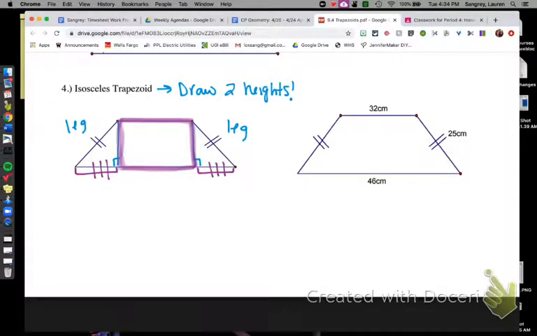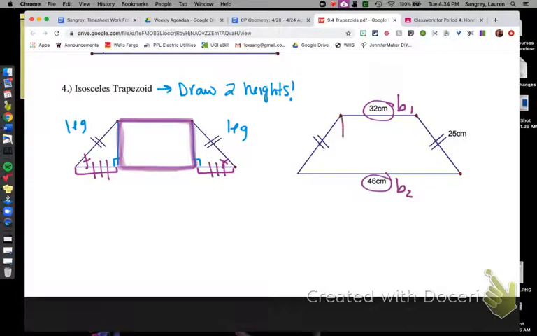All right. Also, the base angles are congruent for our isosceles trapezoids as well. Okay, so that's your trick. Draw two heights. You're going to get a rectangle in the center and two congruent triangles on either side. So for the first example that we see, we know that we have the bases right off the bat, which means our goal is to get the height.